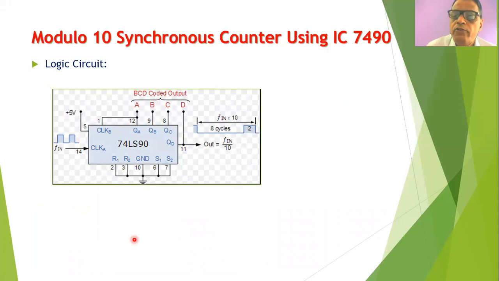So if you want to achieve the mod 10 synchronous counter, then you need to connect the IC as shown in this diagram. The clock pulse is being applied to the clock input A or to the pin number 14. The pin number 5 is being connected to the positive power supply. R1, R2, ground, and R3, R4, or many times they are called as S1, S2, are being connected to the ground. The outputs are obtained as QA, QB, QC, and QD. So this is a BCD output.